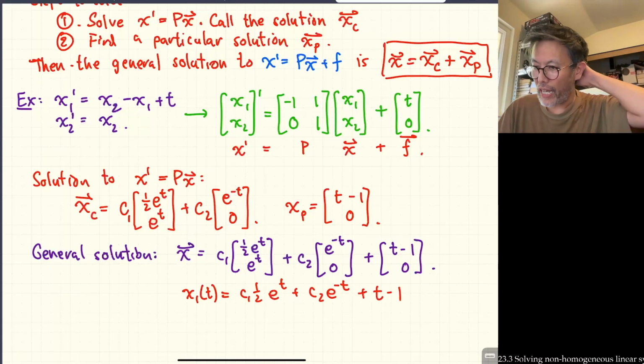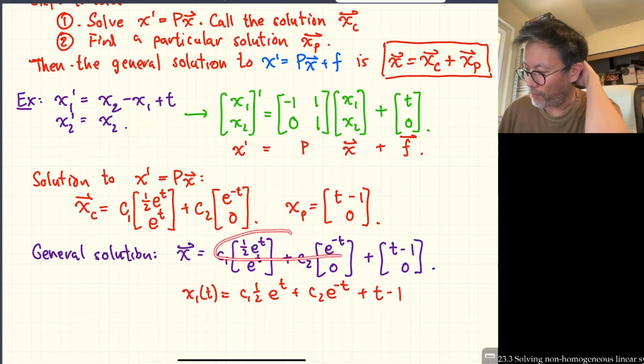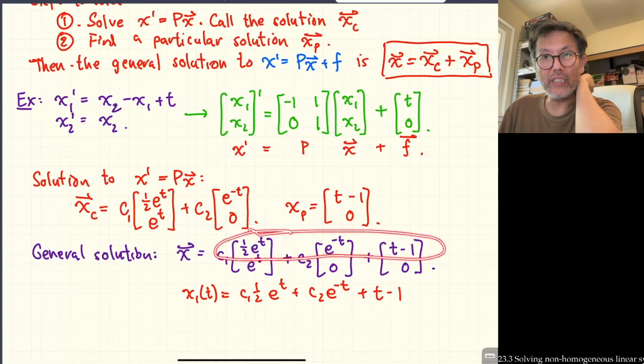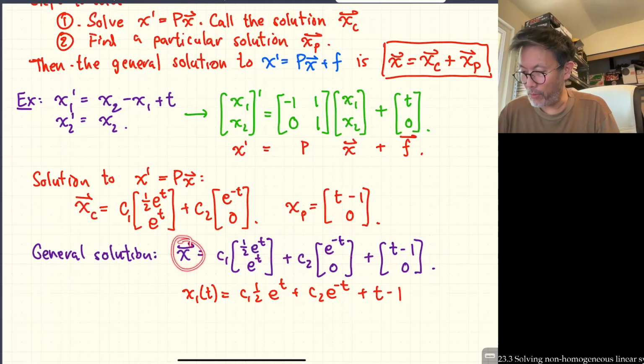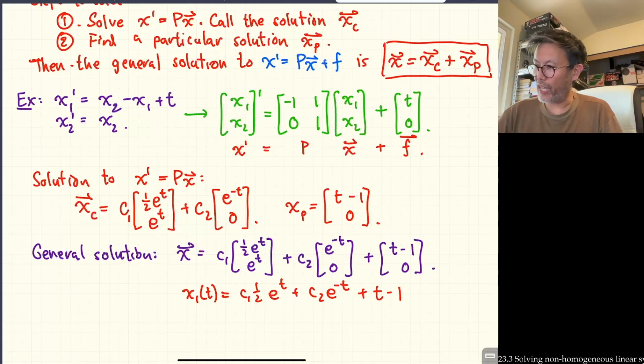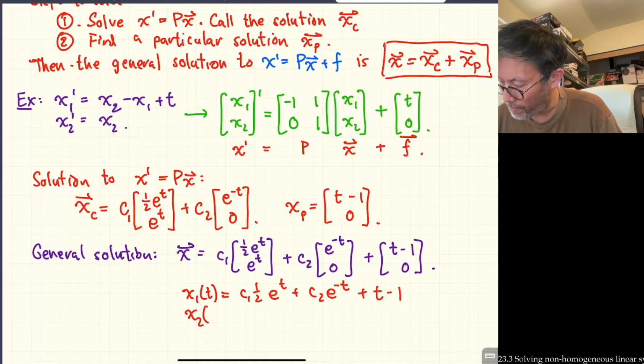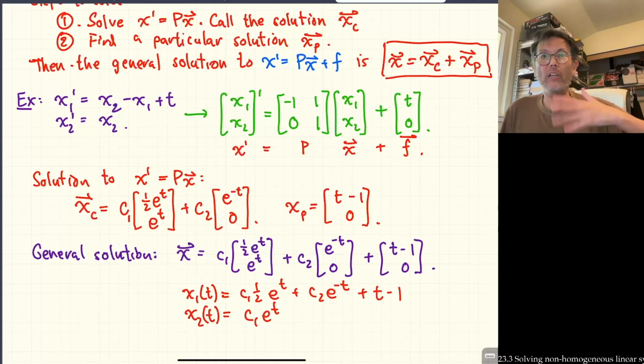Why? How did I do that? I just summed up the first entries of all of these vectors. And then that's going to be my x1, because x, remember, is x1, x2. And x2 is just going to be the second entries. So that's going to be c1 e to the t plus c2 times 0 plus 0, it's just c1 e to the t. Got it?